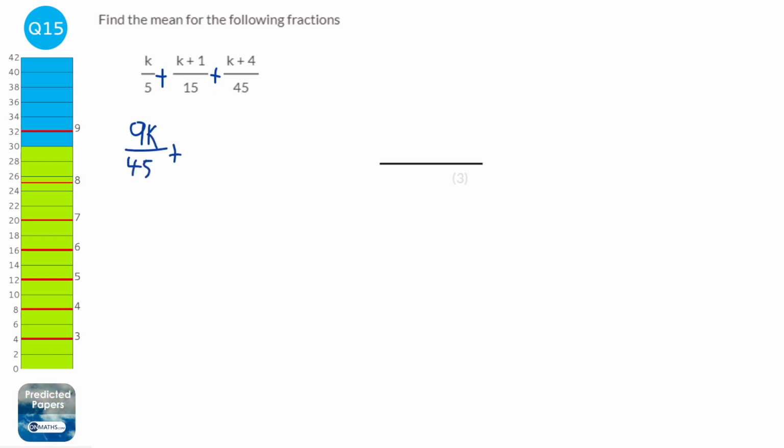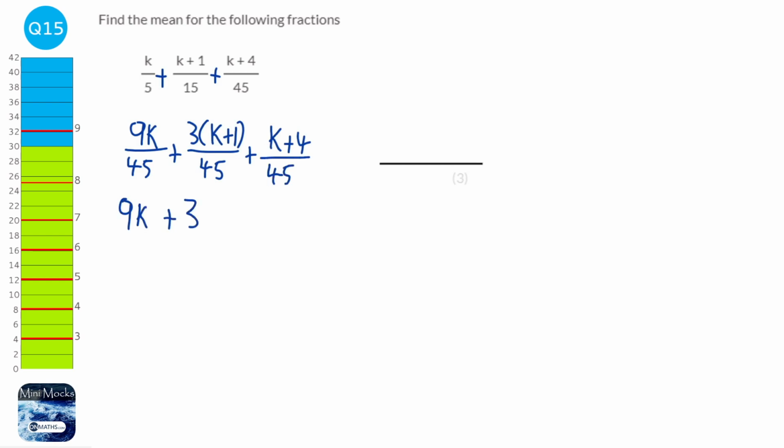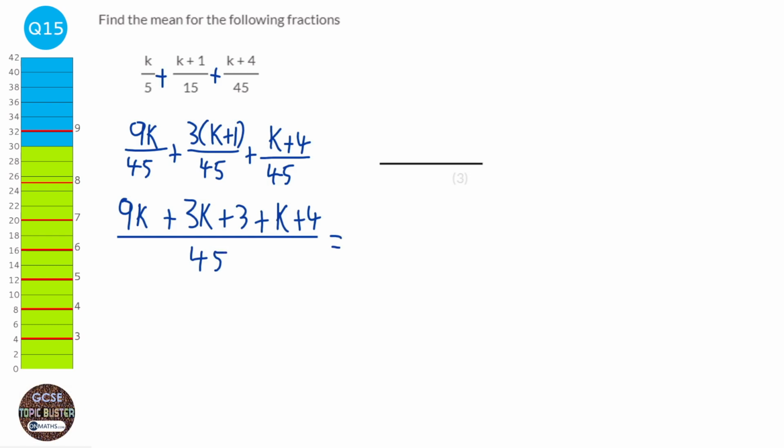Times top and bottom by 3, and so it would be 3 brackets k plus 1 over 45, and the last one is over 45, so we don't need to do anything for that. Then we can just add the numerators together, and I'm just going to expand the bracket here, so it's 3k plus 3 plus k plus 4, and then all of that over 45. And then we're going to do 9k plus 3k plus k, which is going to be 13k. And then 3 plus 4, which is just 7 over 45. So the sum of them is 13k plus 7 over 45.